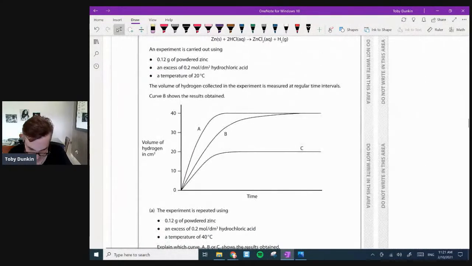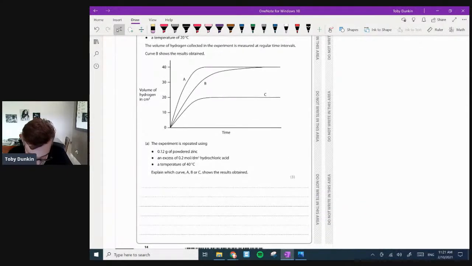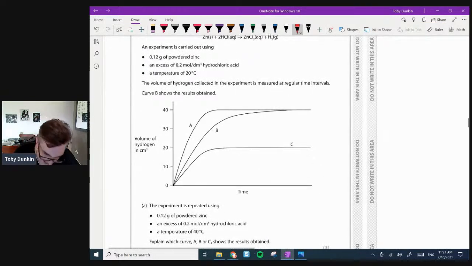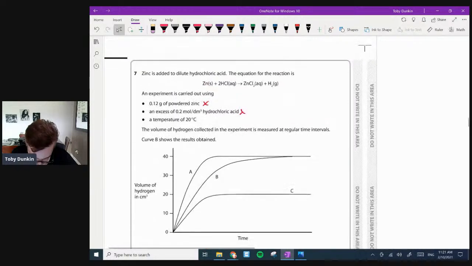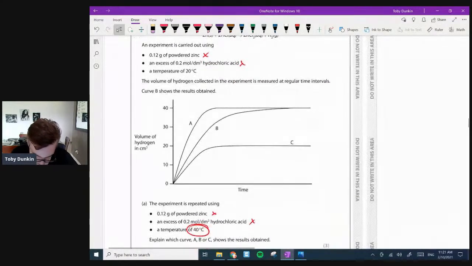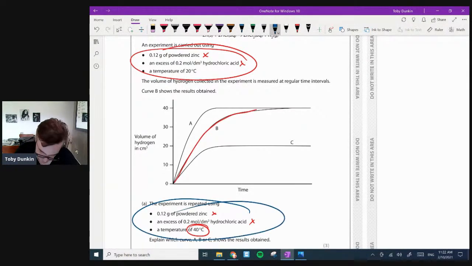Three rates. A is the fastest, B is the middle, C is the slowest. What did they do? Explain which curve shows the results obtained. So they did 0.12 grams of powdered zinc, kept it the same, excess hydrochloric acid. They have increased the temperature. Right, so the original line is going to be B, the volume of the hydrogen gas in the experiment, the top one here, which is the original. And this set of results is at a higher temperature, so it's going to be A.